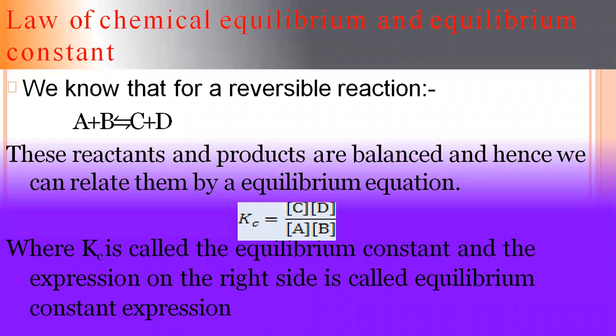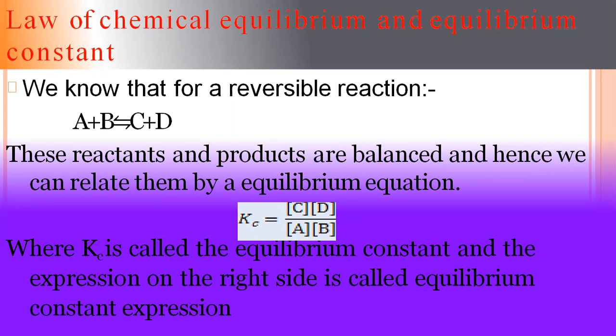Law of chemical equilibrium and the equilibrium constant. So now we'll talk about the law of chemical equilibrium. We know that in a reversible reaction, the reactants combine to form the product. So these reactants and products are balanced. Hence, we can relate them in an equilibrium equation, that is Kc = [C][D]/[A][B], where each concentration is in square brackets, and Kc is called the equilibrium constant, and the expression on the right side is known as the equilibrium constant expression.